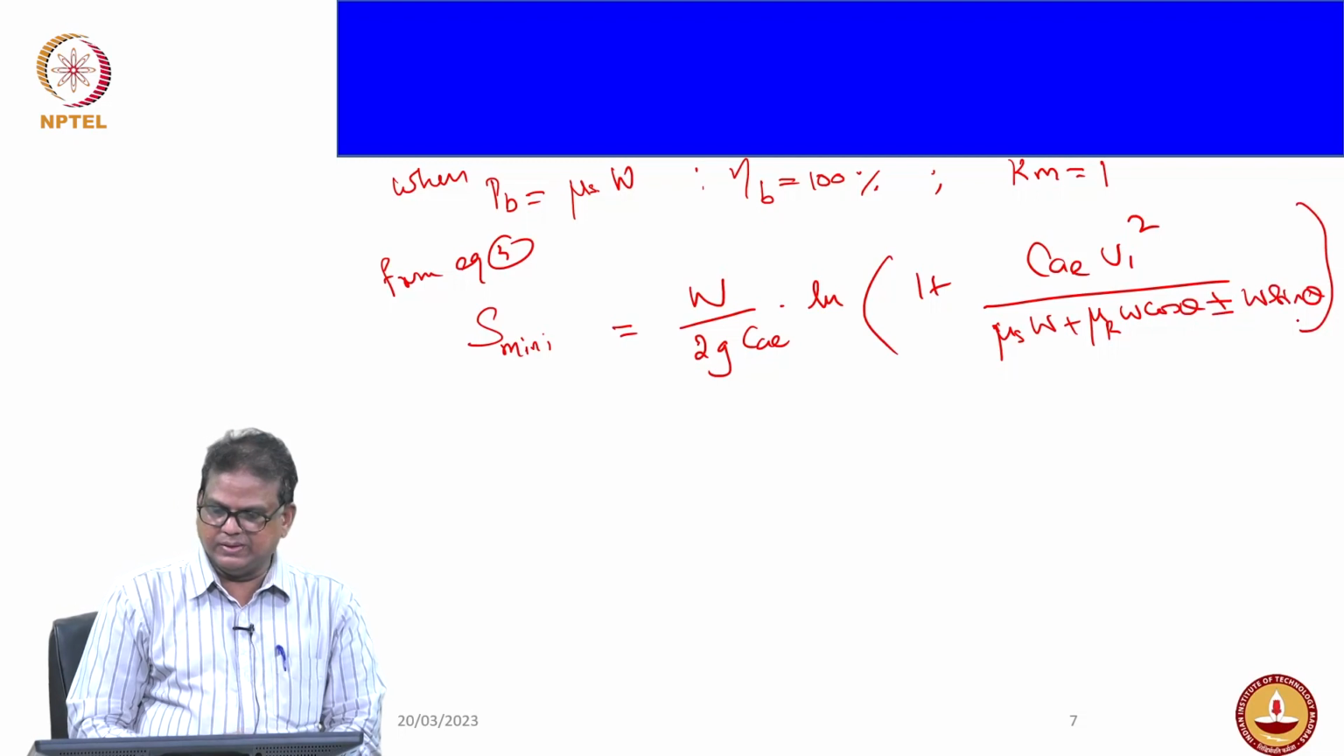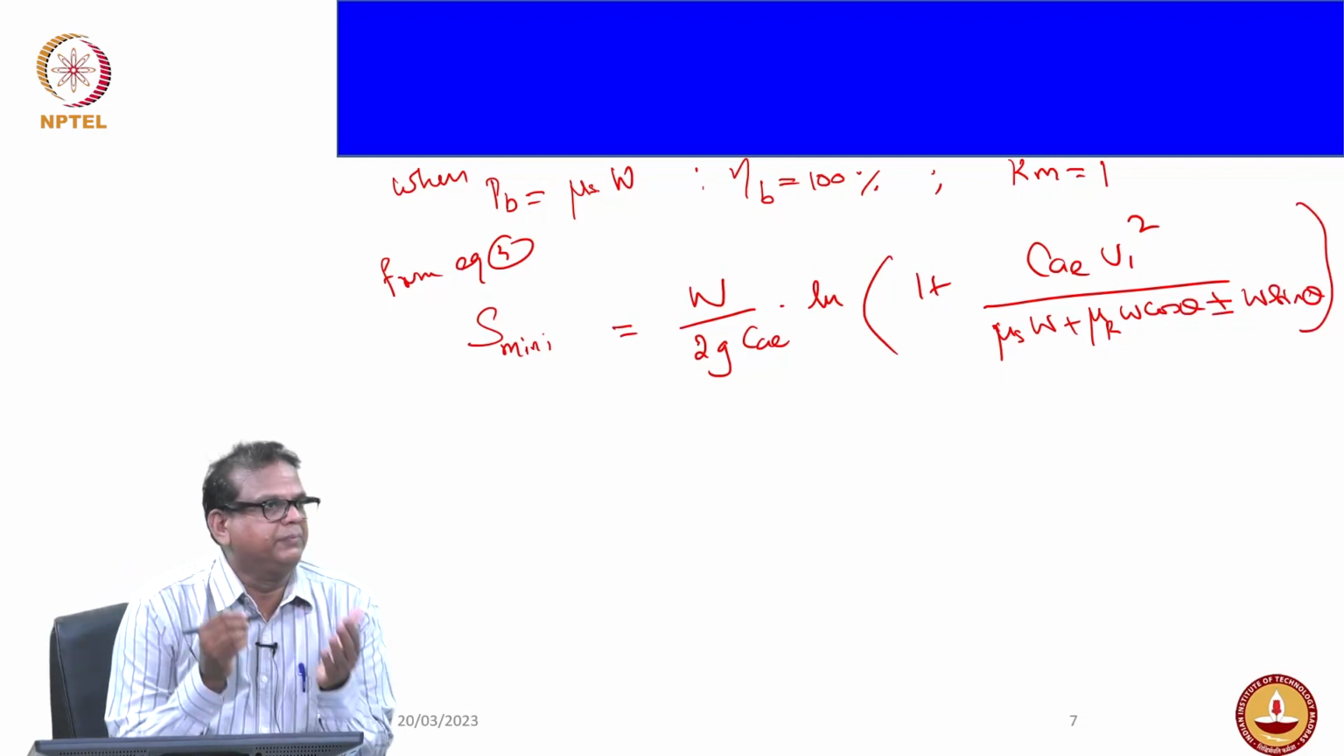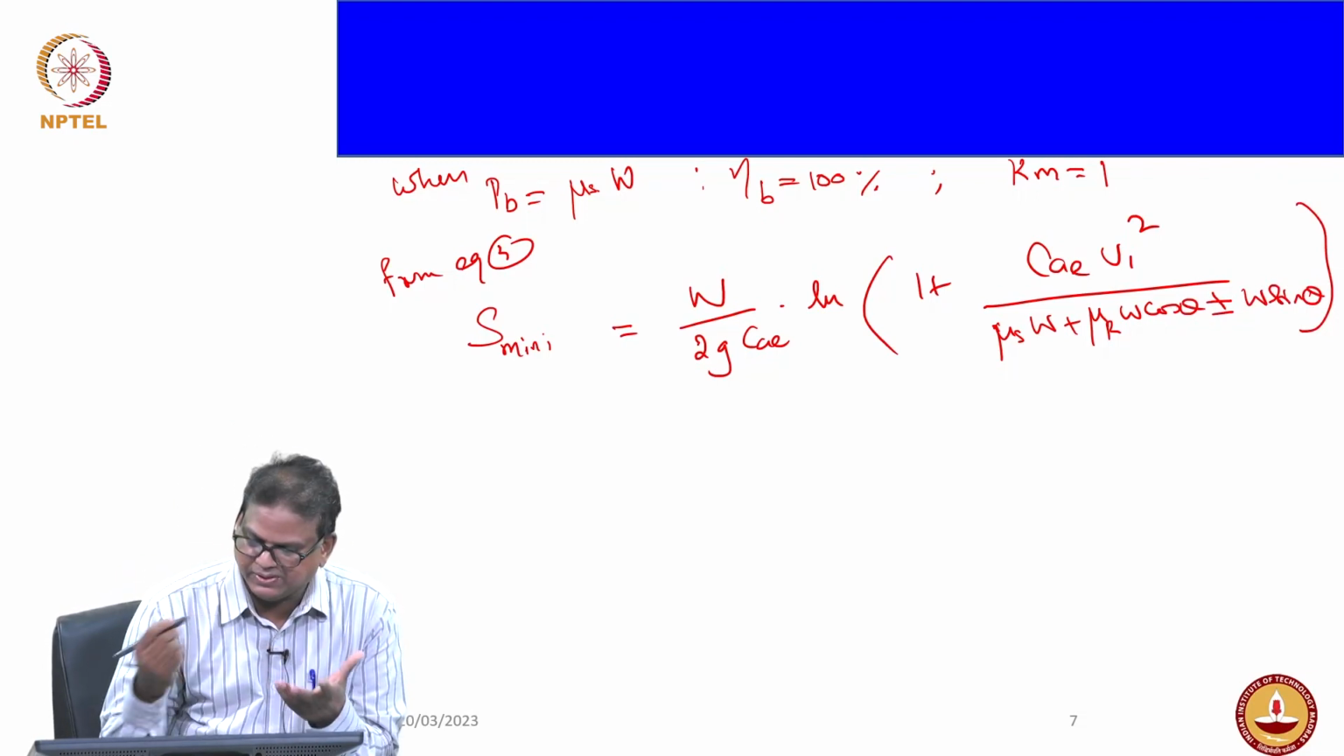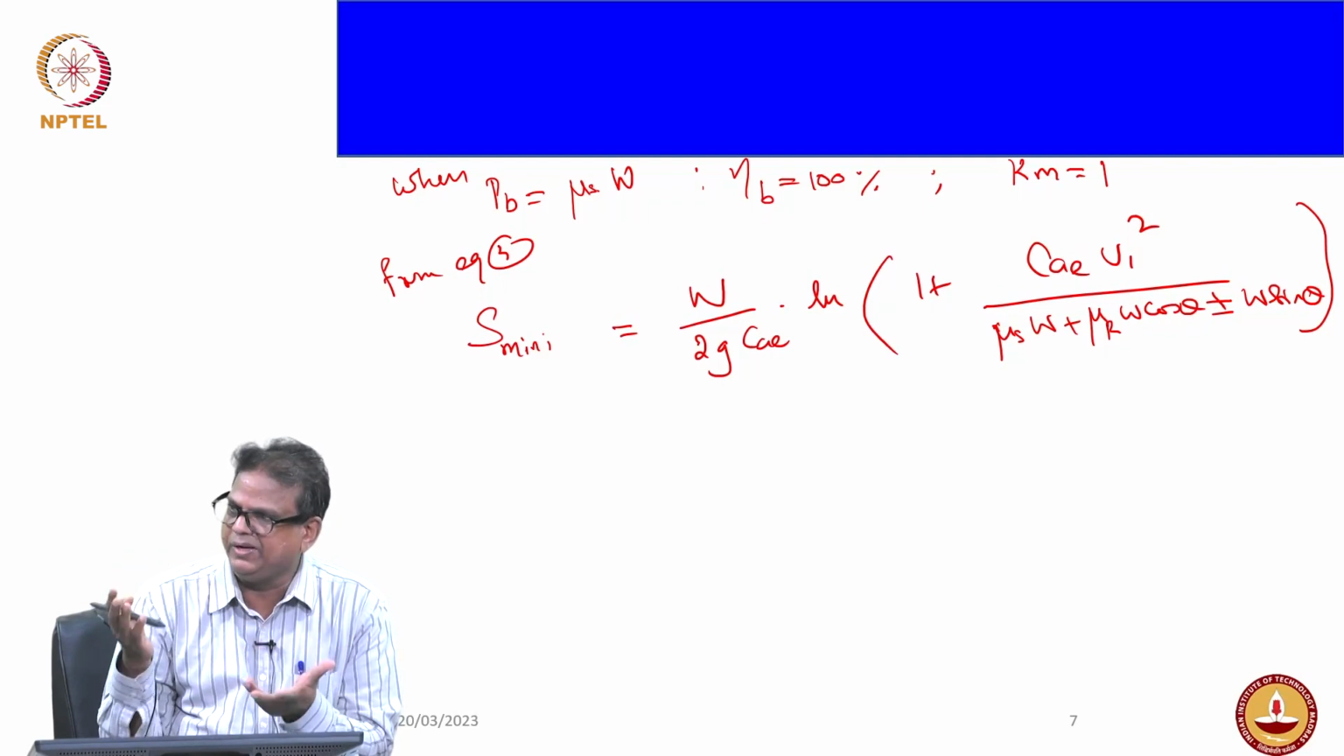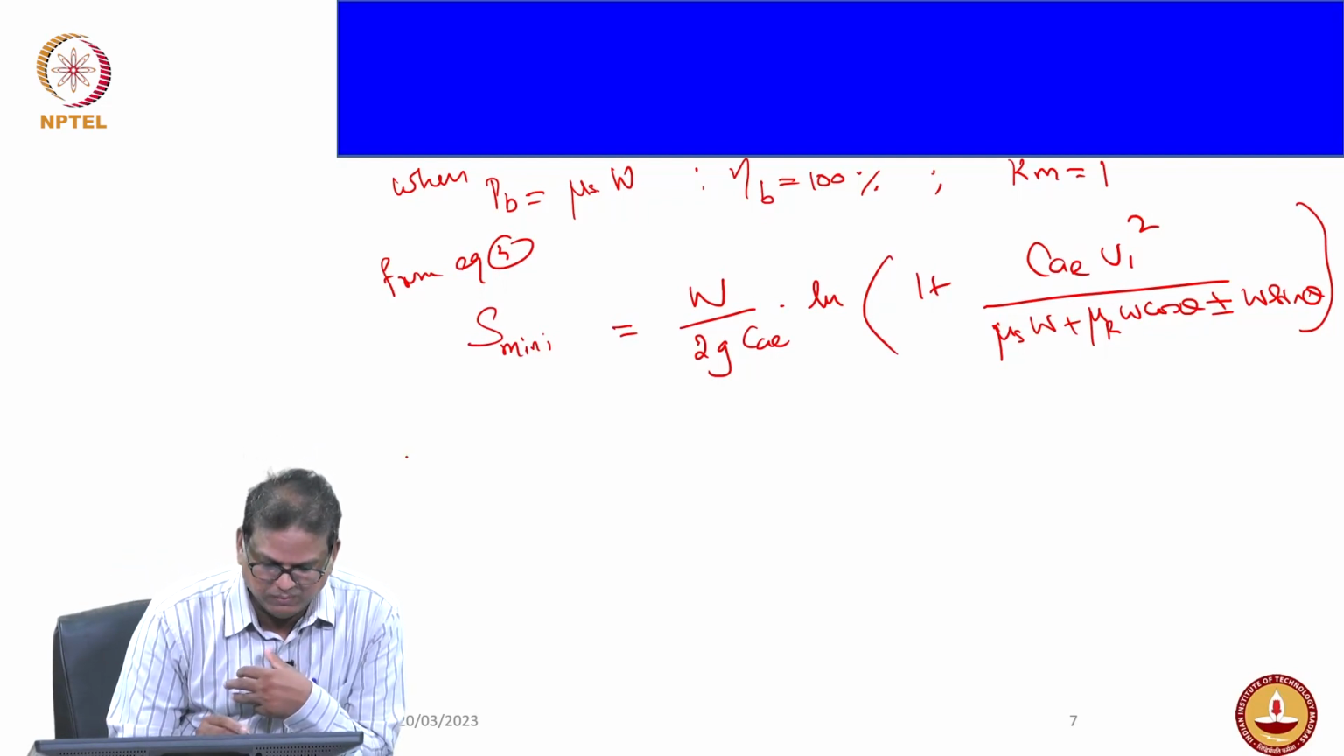This is the equation that happens if the braking efficiency is 100%. But generally the braking efficiency won't be 100%. It's always less than 100. Braking efficiency is always less than 100%.